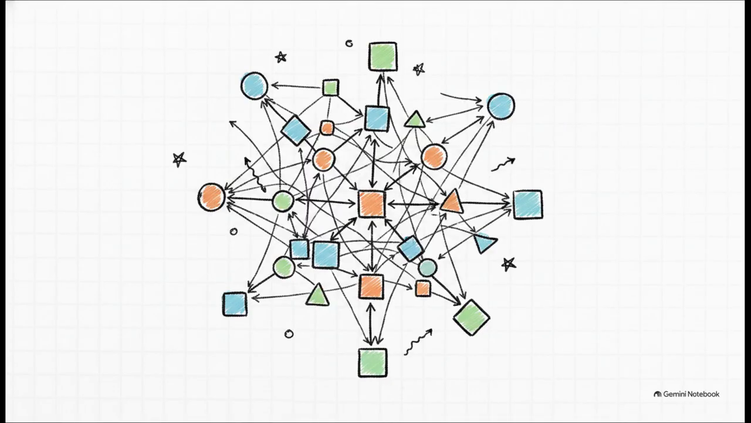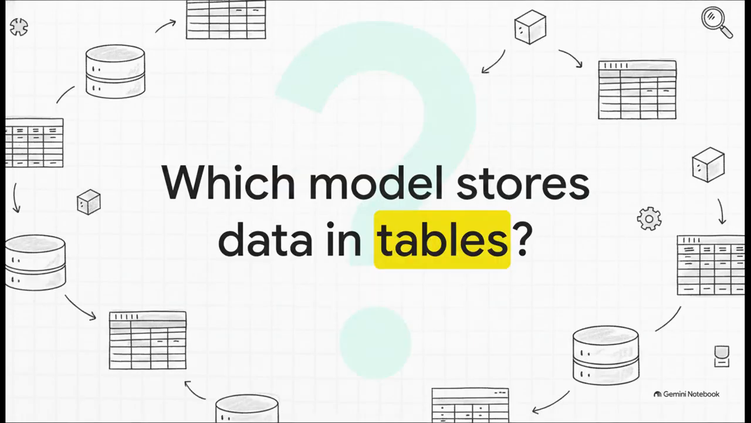Now, if the hierarchical model is a strict family tree, the network data model is more like a massive, tangled web. It steps up the complexity by allowing records to have multiple parent and child relationships. By supporting these many-to-many relationships, it gives you way more dynamic flexibility, which is exactly what you need for highly complex, interconnected databases.